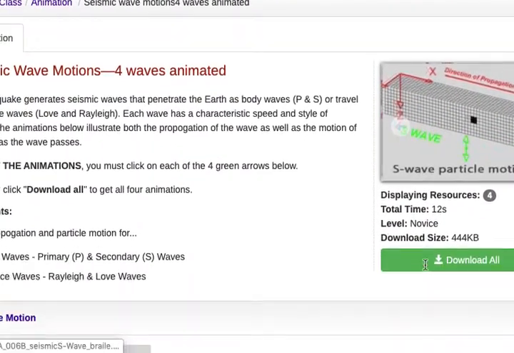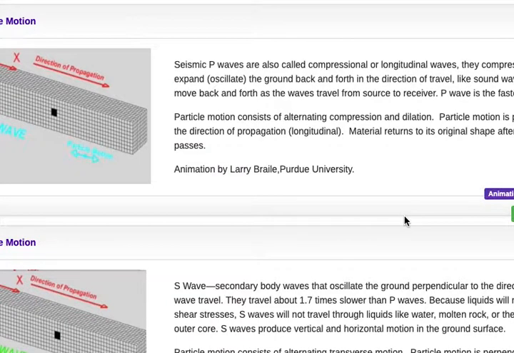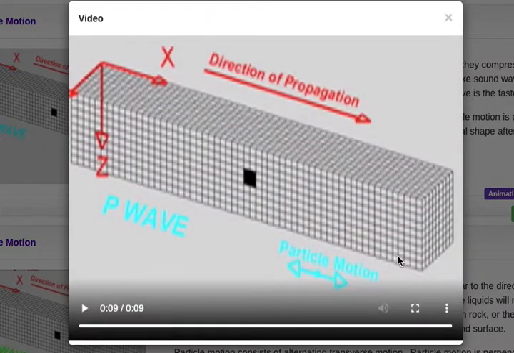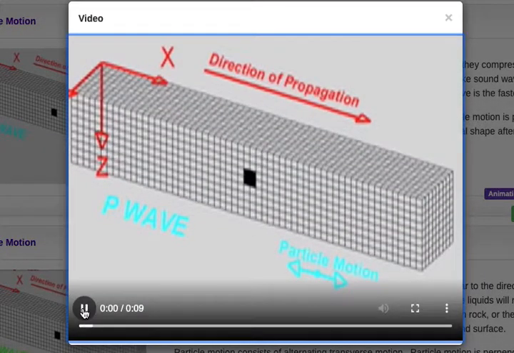Oh, I hope it comes up. I wanted to show you this. I wish I had this a little bit better. So there it is. Okay.